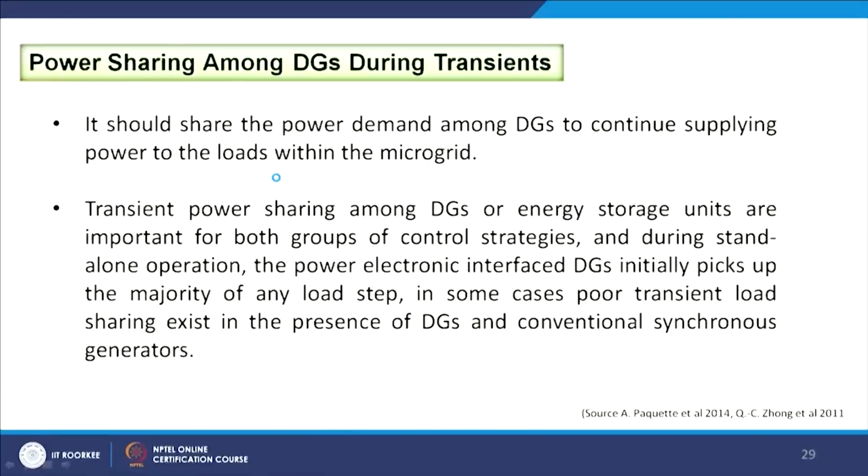microgrid. The main objective here is that the loads connected to your microgrid need to be protected or catered for under any circumstances, either grid connected or in islanded mode of operation. Transient power sharing among distributed generations or energy storage units is important for both groups of control strategies. During standalone operation, the power electronics interfaced distributed generators initially pick up the majority of the load step. In some cases, poor transient load sharing exists in the presence of distributed generators and conventional synchronous generators.